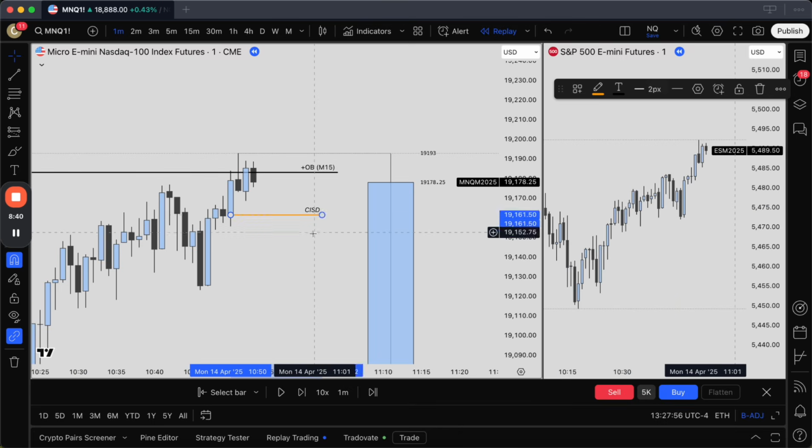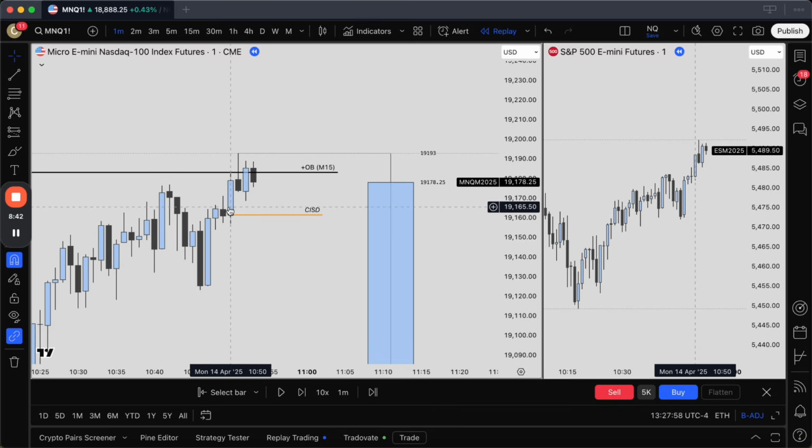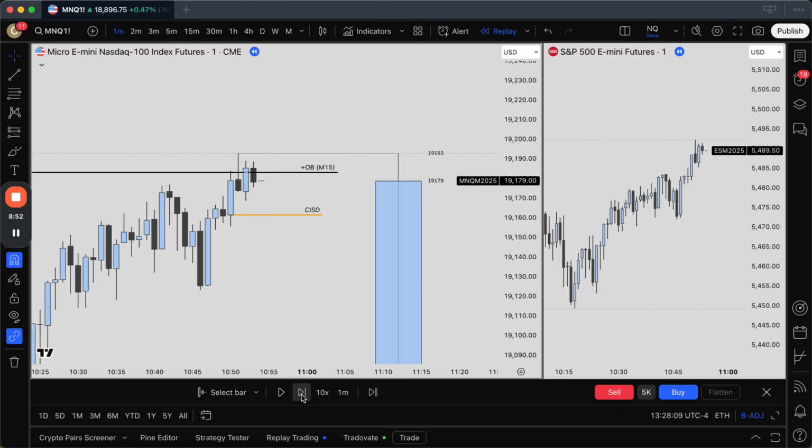Why would this be the change in state level? This is a little bit of a hard definition, but this is the up close candle, the last up close candle that swept highs. We swept highs here. This is the new high of the 4-hour. So this would be the change in state level.